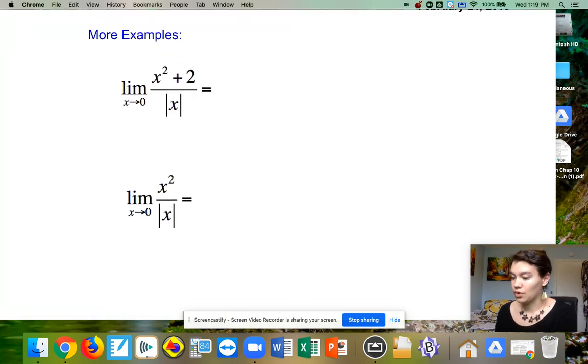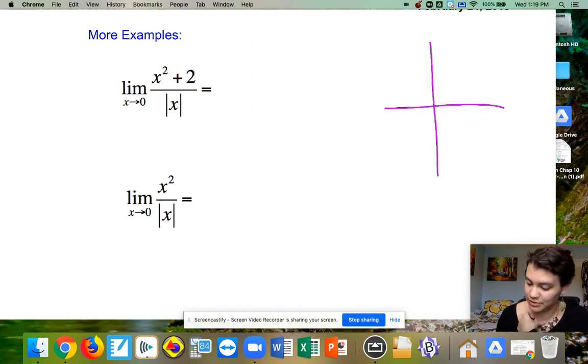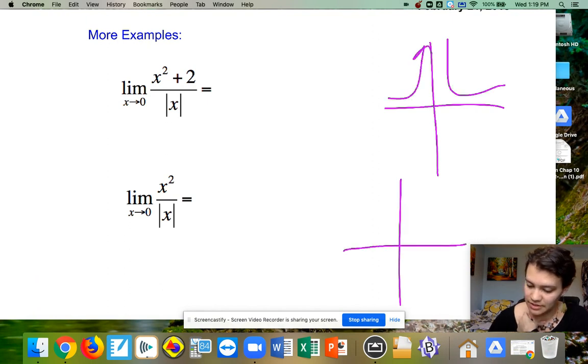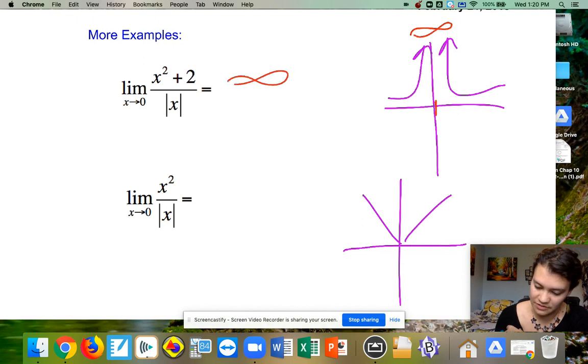Okay, so sketch these again, and we'll go through the limits. Or I'll sketch them here. Okay, so this first one should look like this again, and the second one is going to look like this. So at 0 for both of these here, we're going to go up to infinity. So this one is infinity. This one at 0, we're going towards 0.